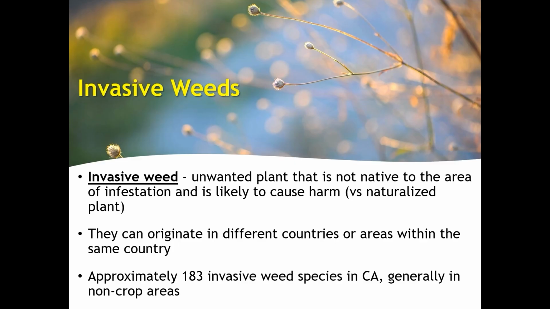These are actually non-natives, and they are unwanted plants that have come to this place from another part of the world or even from another state, and they are most likely to cause harm compared to the native plants. They can either originate from other countries or from the same country but from different regions. We have approximately 183 invasive weed species in California, generally in non-crop areas.